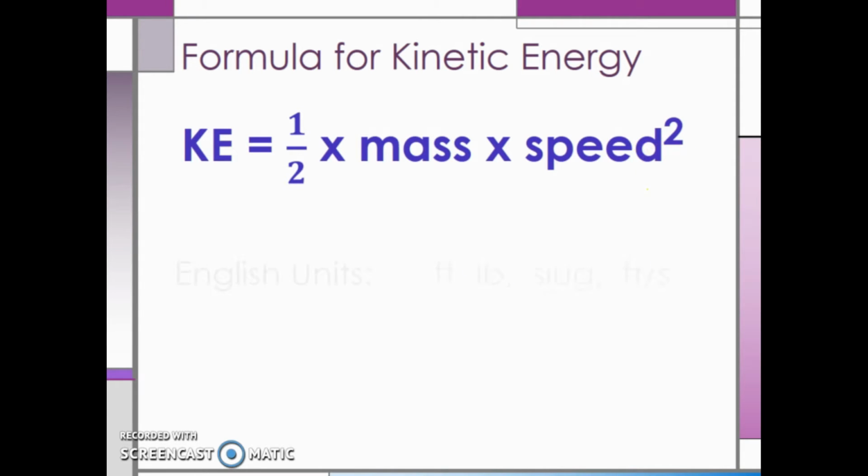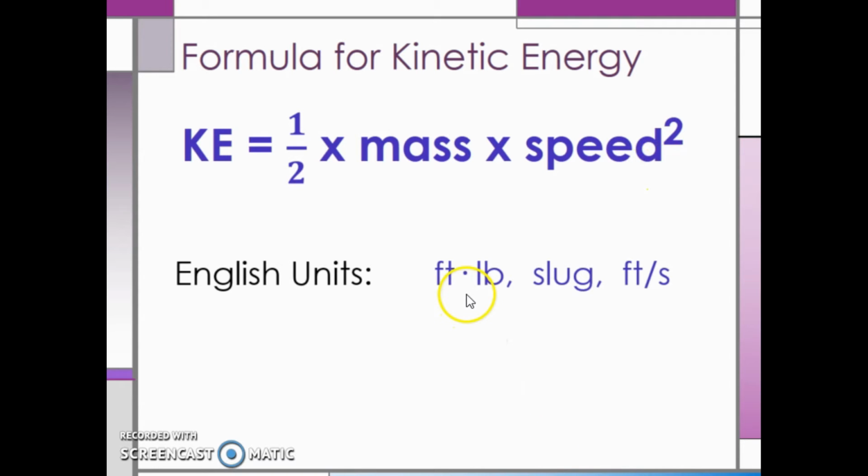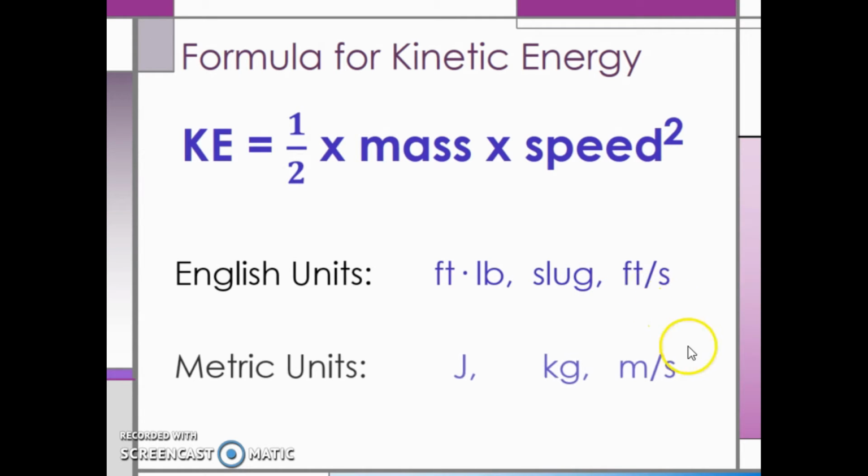Our units in the English system will be foot-pounds for kinetic energy, slugs for mass, and feet per second for speed. In the metric system, kinetic energy is measured in joules, mass is measured in kilograms, and speed is measured in meters per second. Notice that the units for kinetic energy are exactly the same as the units for potential energy, since they are both a type of energy.